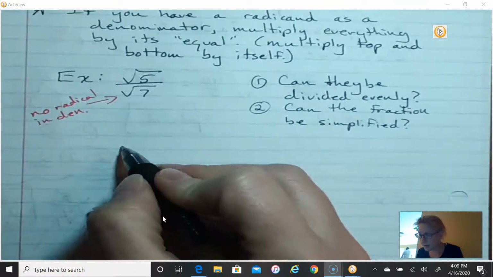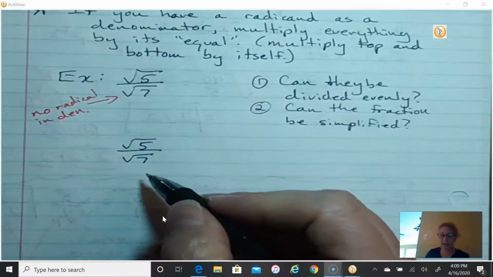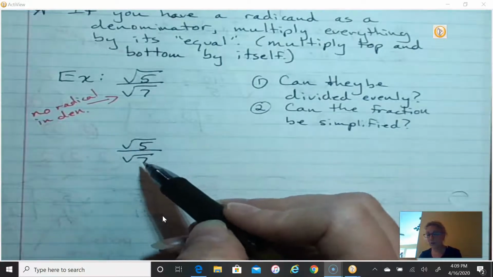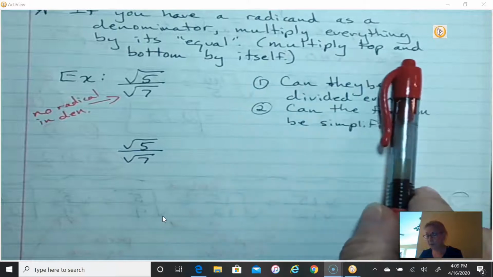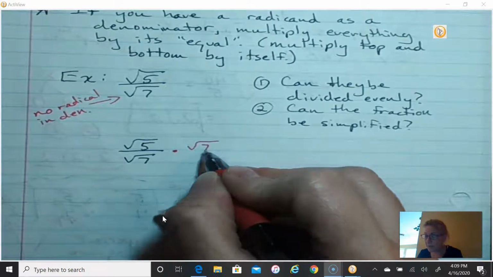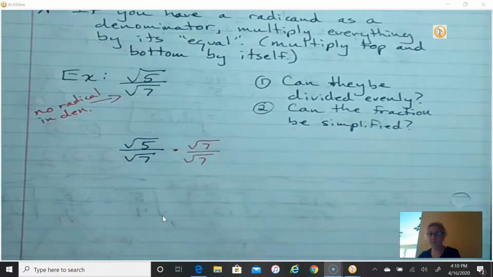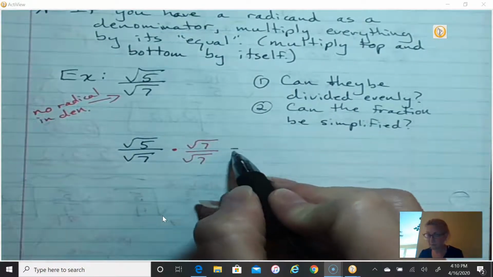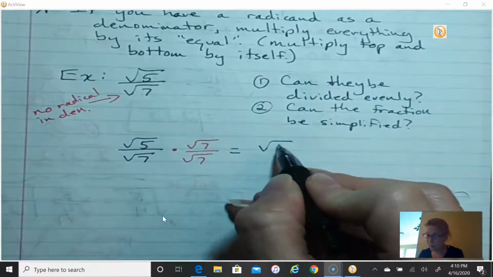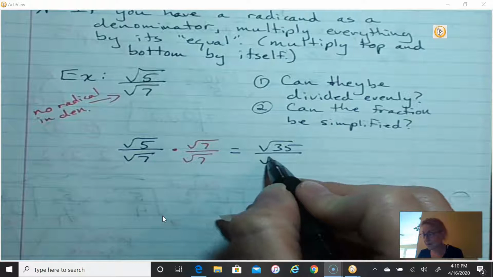All right, so here we go. I'm going to rewrite it right here. Remember, you cannot have a radical in the denominator. So to get rid of that, we're going to multiply top and bottom by itself. We're multiplying the top and the bottom by the thing we want to get rid of. So radical 5 times radical 7 is radical 35. This times this gives you radical 49.